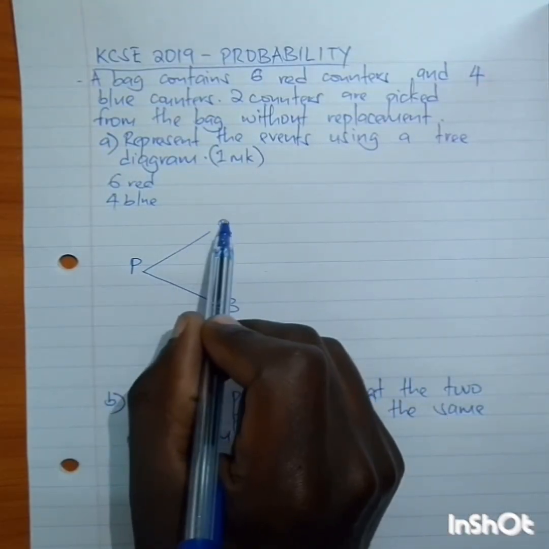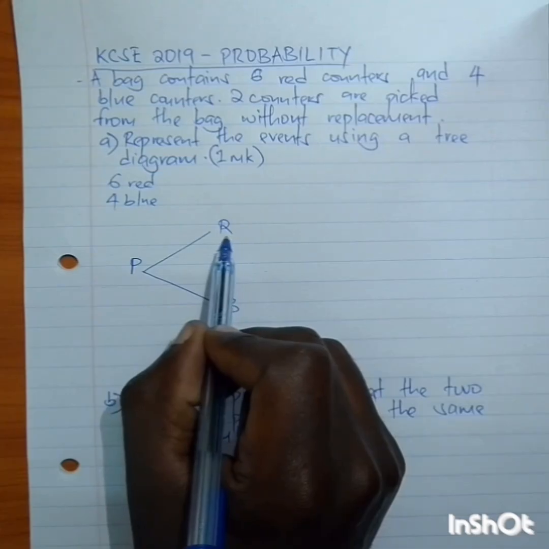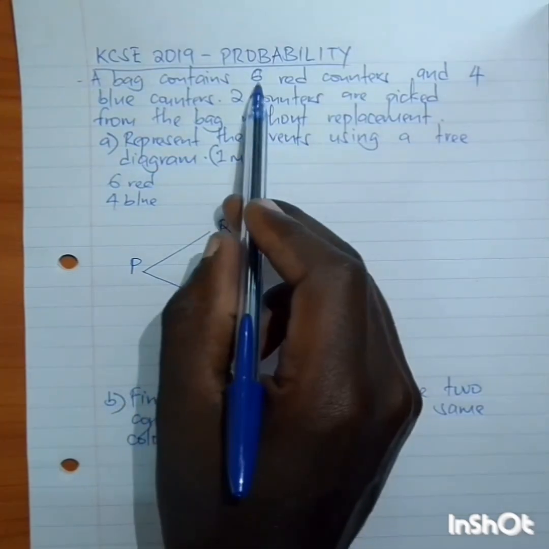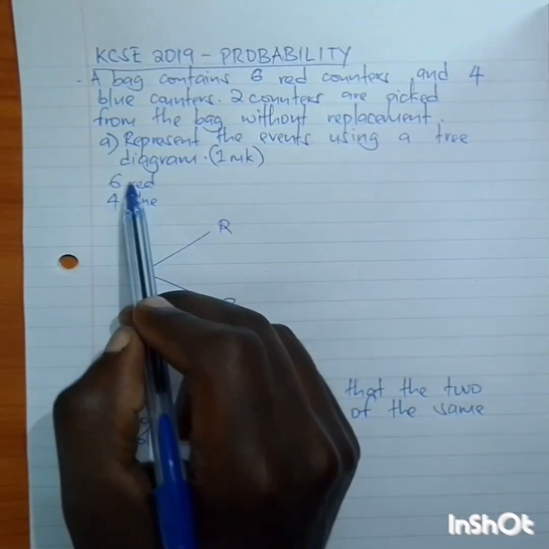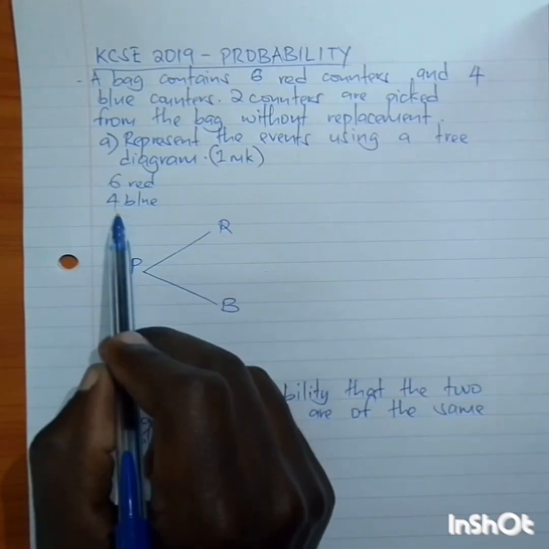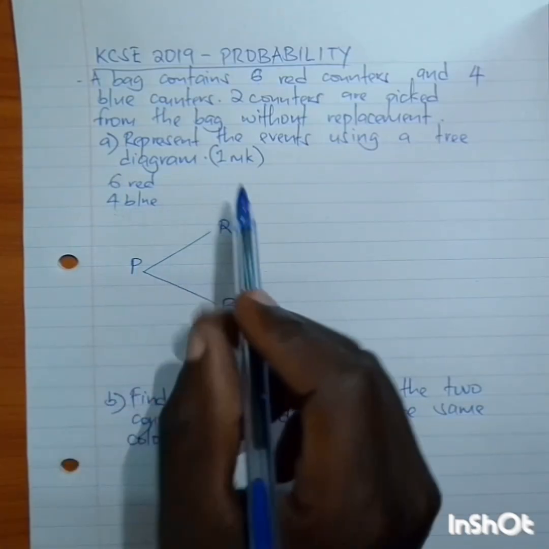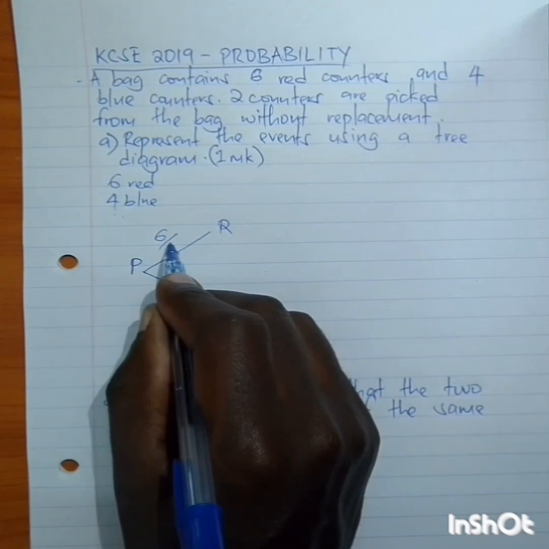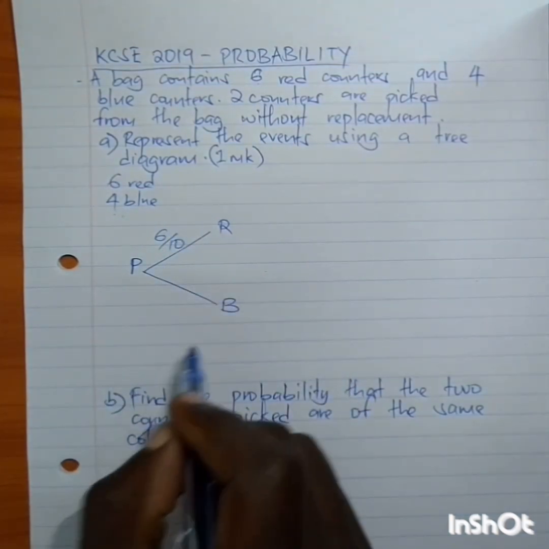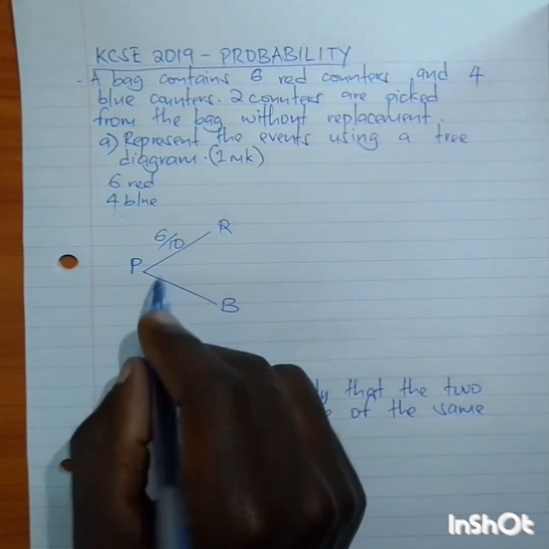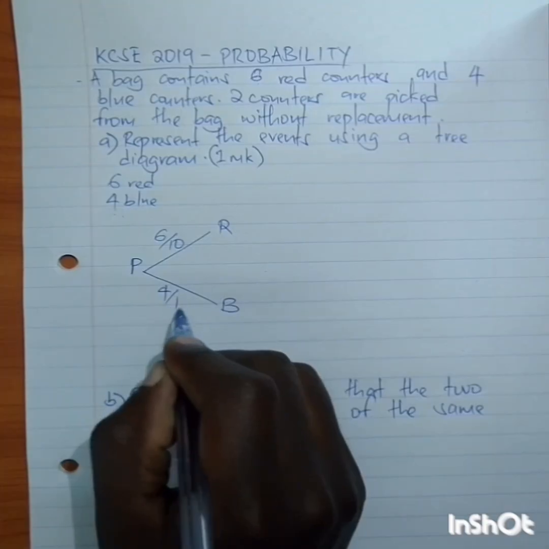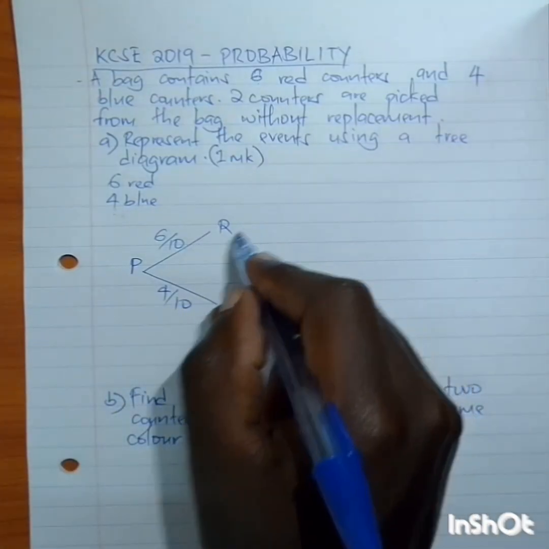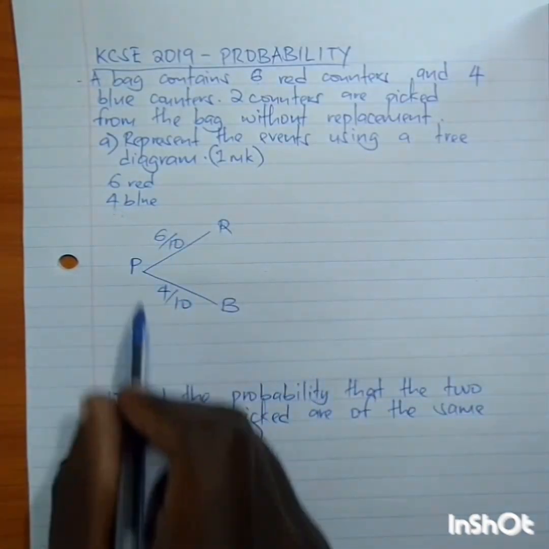The probability of picking a red counter: we take the 6, and there are 4 blue ones, so we add both of them. 6 plus 4 is 10. So the probability of picking a red ball will be 6 over 10, and the probability of picking a blue ball will be 4 over 10. This is the first counter, and then we move to the second counter.